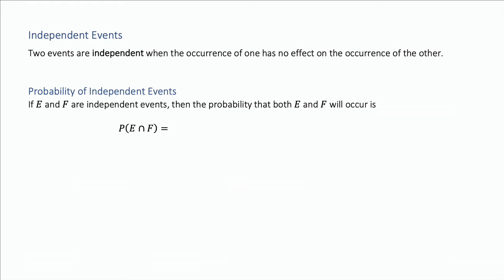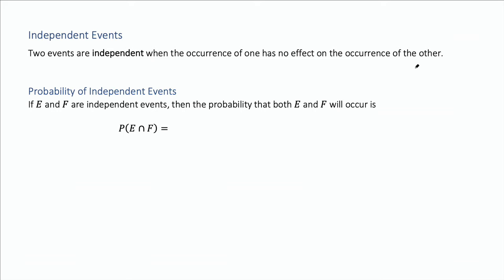We say that two events are independent when the occurrence of one has no effect on the occurrence of the other. So if I talk about two different events, and knowing that one of them occurred has absolutely no effect on knowing whether the other one occurred, right? My two events could be, I rolled a six-sided die and I get an odd number, and my other event is I drew a random card from a deck and I got a diamond card. Well, obviously, the roll of the die has no effect on the card that I pull. So those would be independent events.